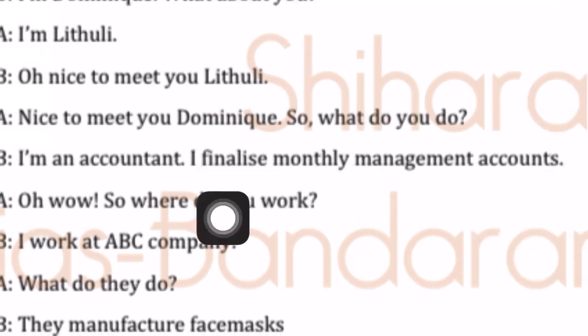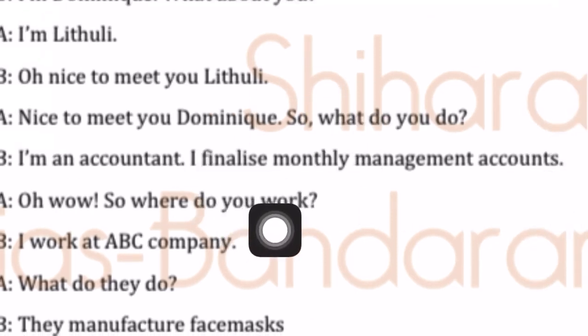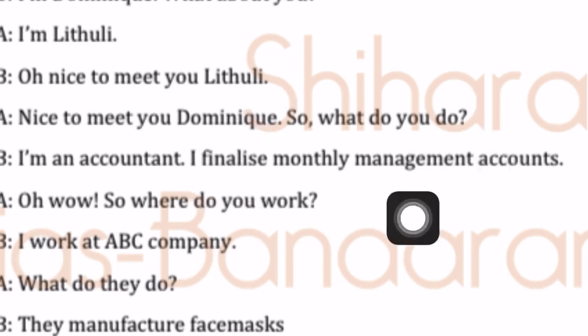I finalize. Now that is a verb, and it's the verb stem. That means it's in simple present tense. And why do we use simple present tense here? It's because we are talking about regular actions.